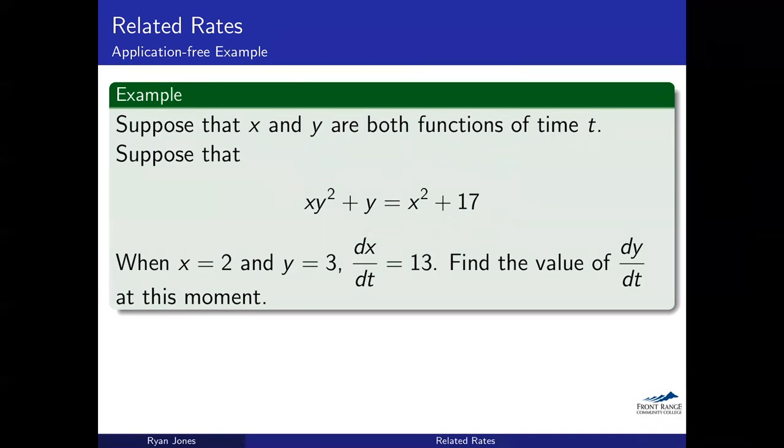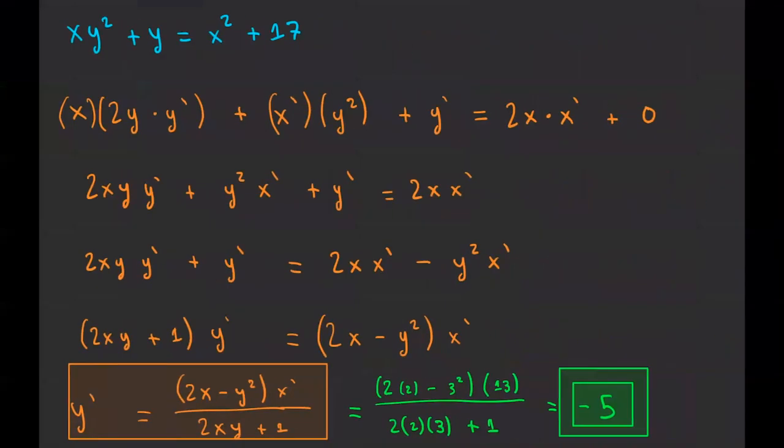what they relate. But we know that whenever our variables are 2 and 3, and the x variable is changing over time at a rate of 13, we know that y is decreasing, because of that negative, it's decreasing at a rate of 5 over time. And there we go. We've got a value there that we can assign some meaning to. So that's that right there.